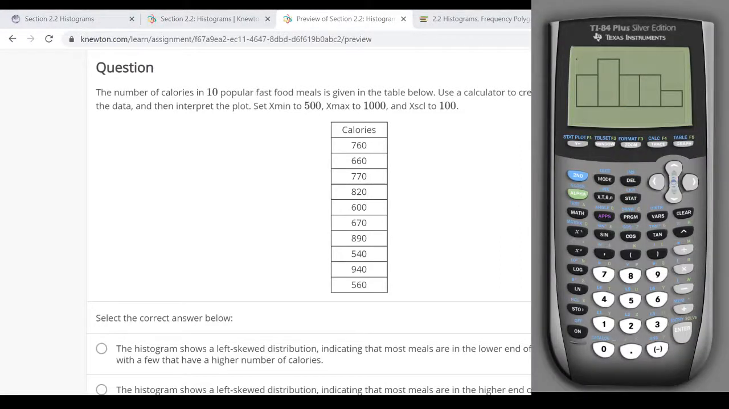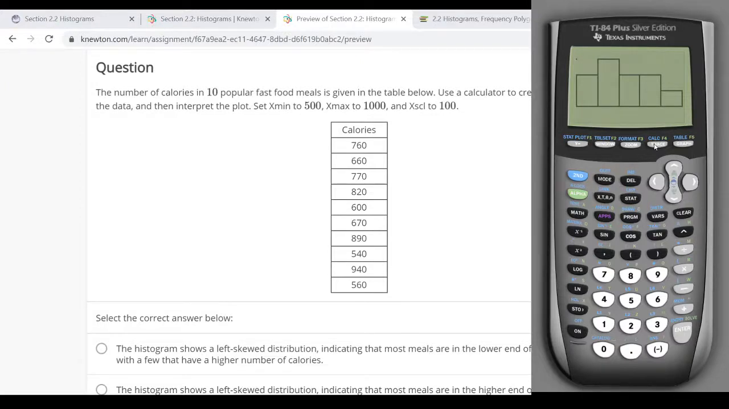Okay, so I've done this. I've entered the list in list 1, I made a histogram, hit Zoom Stat, and then I went to the window and changed what they wanted: X min to 500, X max to 1000, and X scale to 100. And then hit graph again, and you can see the histogram that pops up here. All right, and interpret it.